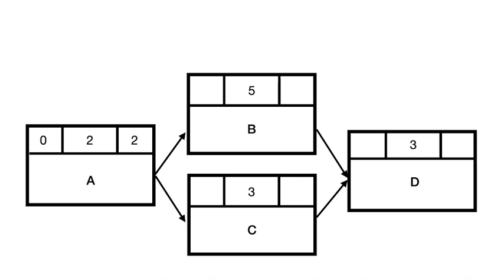The early start of the next activities, B and C, would be the early finish of A. As you can see, the early finish of A is 2 days, so the early start of activity B and C would be 2 days. The early finish of activity B would be 2 plus 5, which is equal to 7. And the early finish of activity C would be 2 plus 3, which is equal to 5.